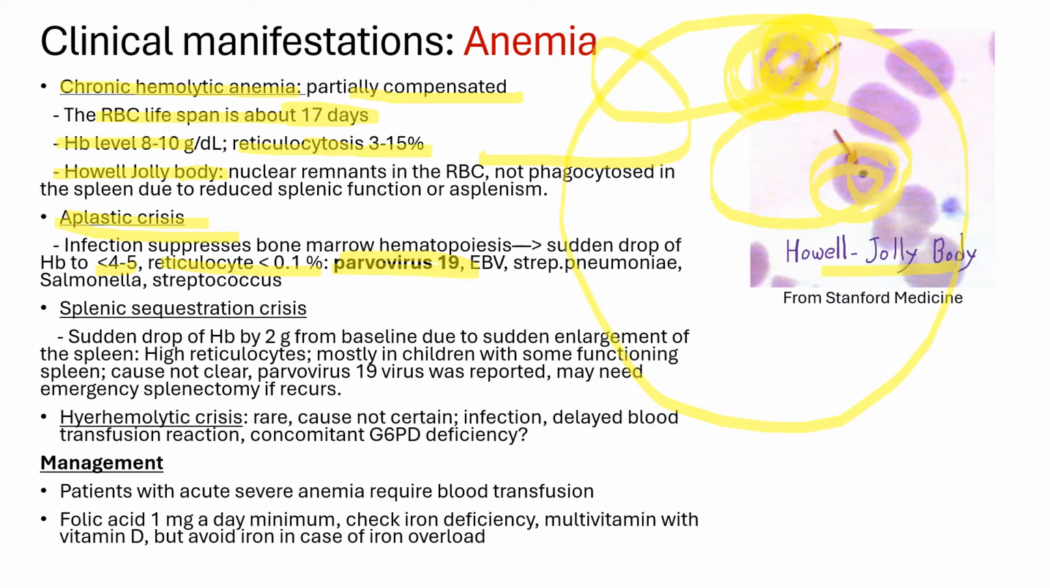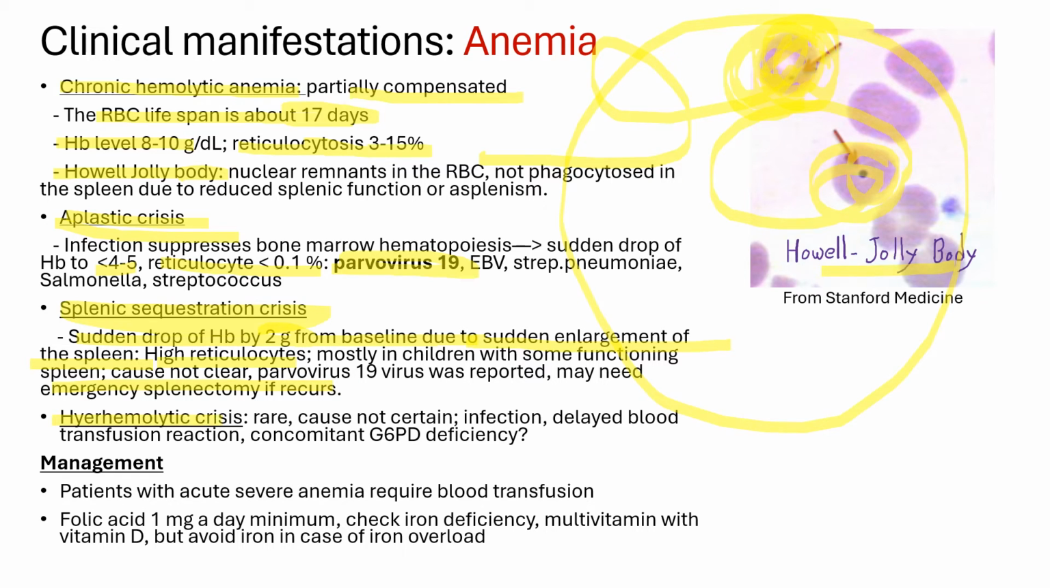And the splenic sequestration crisis, especially in the children, you don't see in the adults because their spleen is already infarcted or damaged. You see the sudden enlargement of spleen and the high reticulocyte and the sudden drop of hemoglobin by 2 grams from baseline level. Some patients may need to have an emergency splenectomy.